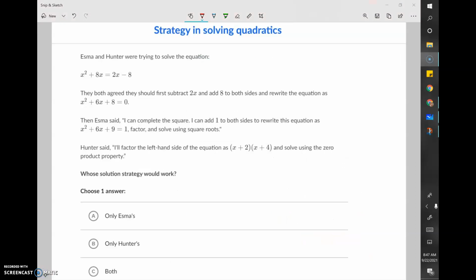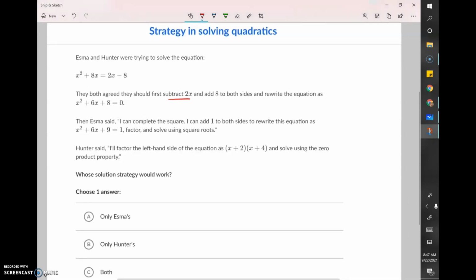All right, Esma and Hunter, we're trying to solve the equation x squared plus 8x equals 2x minus 8. They both agree that they should subtract 2x and add 8 to both sides and rewrite the equation as x squared plus 6x plus 8 equals 0, which would absolutely be what we get. If we were to subtract 2x from 8x, we would get 6x, and then if we were to add 8 to 0, we would get 8. So they absolutely are right on the first step. So we've got that equals 0 part, which is important if we want to solve using the quadratic formula or zero product property. Let's see what Esma decides to do.